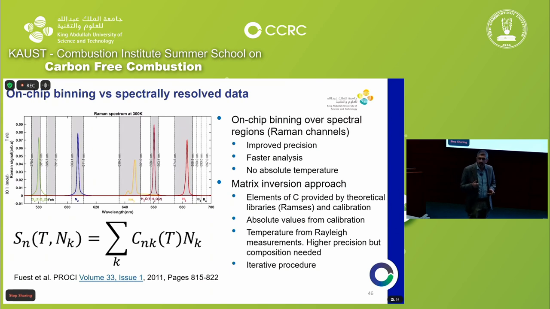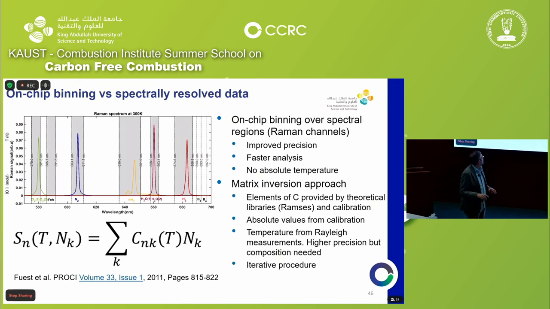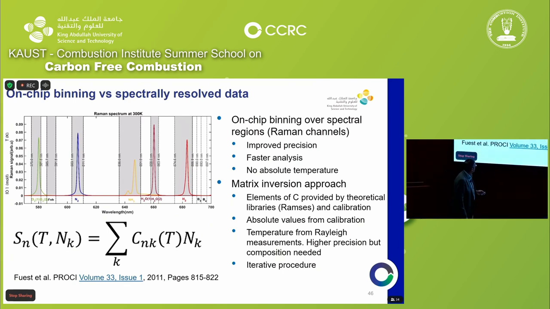First of all, the data analysis is very fast because all you have to do is a matrix inversion. So the signal that you're collecting is equal to the product of this matrix C, which tells how the signal in each of these channels evolves as a function of temperature, multiplied by the number density of the species. So a vector containing all the number densities of the species. Very simple data processing. This is a linear process, and it doesn't really get simpler than this in terms of processing laser data.